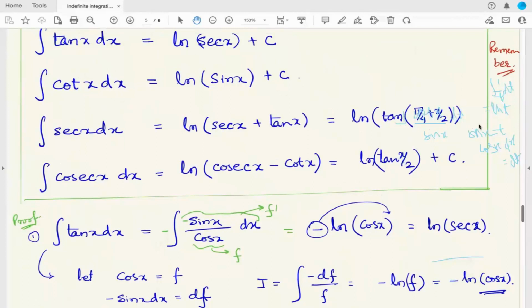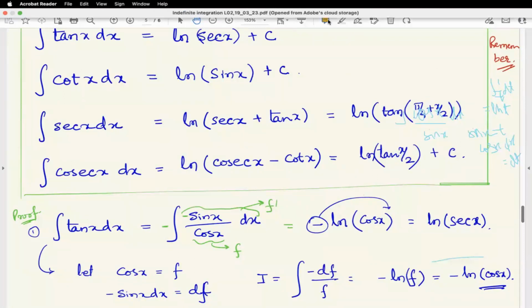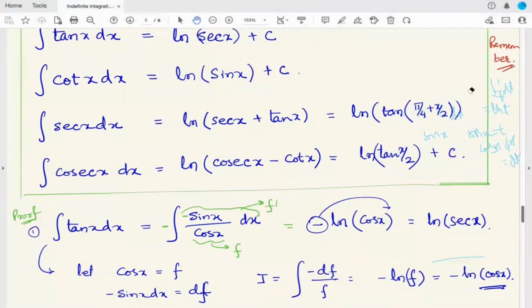Now we move to the next part, sec x. Wait a second, let me erase this first and try to remember these formulas. These are some basic formulas, like the first class formulas and today's class formulas. Integration of 1 by 1 plus x square is tan inverse x. Integration of 1 by root under 1 minus x square is sin inverse of x. Integration of 1 by mod x root under x square minus 1 is sec inverse of x. So try to remember these four formulas. Let's move on to the next part, which is sec x.